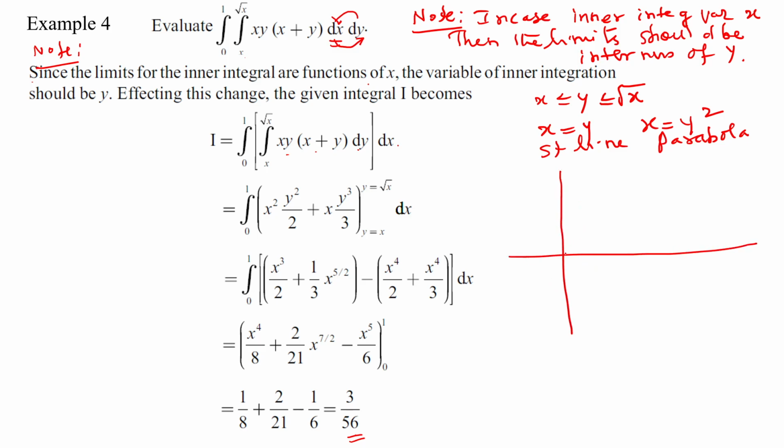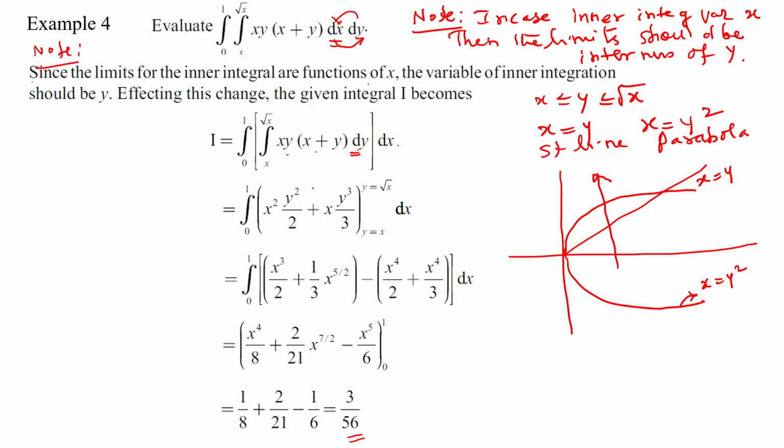The straight line is the 45-degree straight line, x equal to y, and then x equal to y square, which is a parabola. Now, what is the inner integration axis? Y. Draw the parallel line to the y axis.